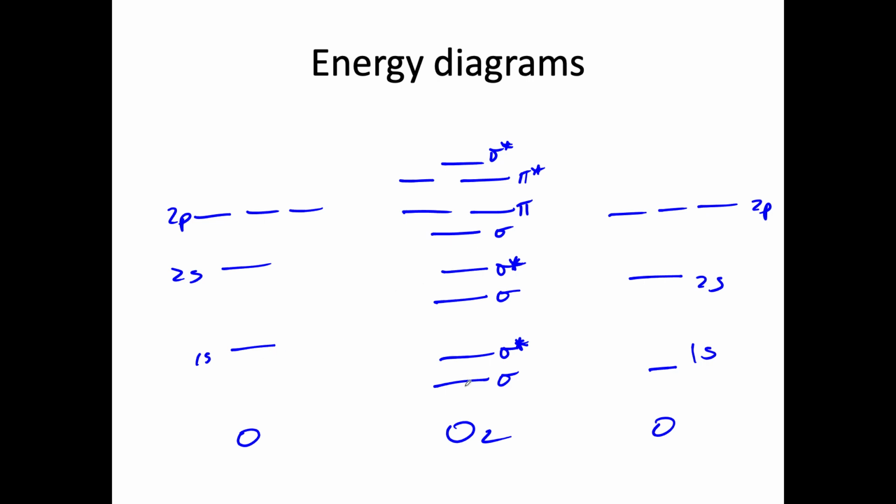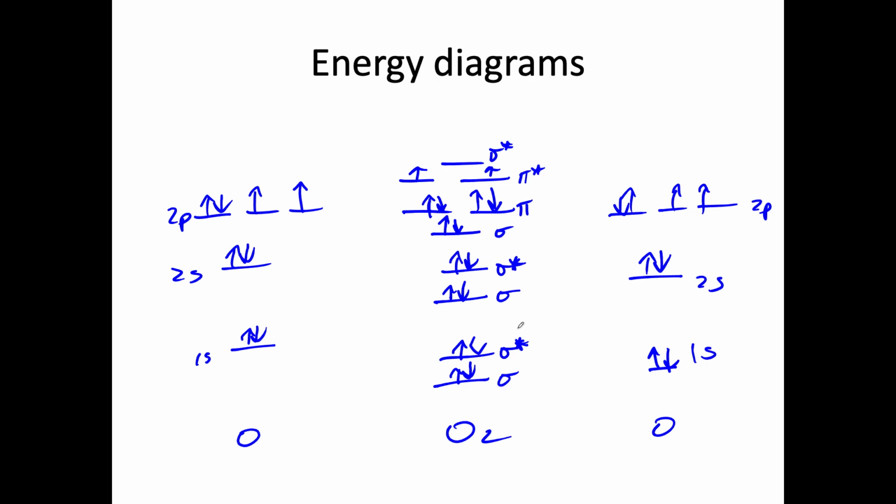And what happens is oxygen has 1. So they have 8. I know what it looks like, so I'm going a little bit faster on this. And so let's go ahead and put the 16 in there. 1, 2, 3, 4, 5, 6, 7, 8, 9, 10, 11, 12, 13, 14, 15, 16. So this is the energy diagram of O2.